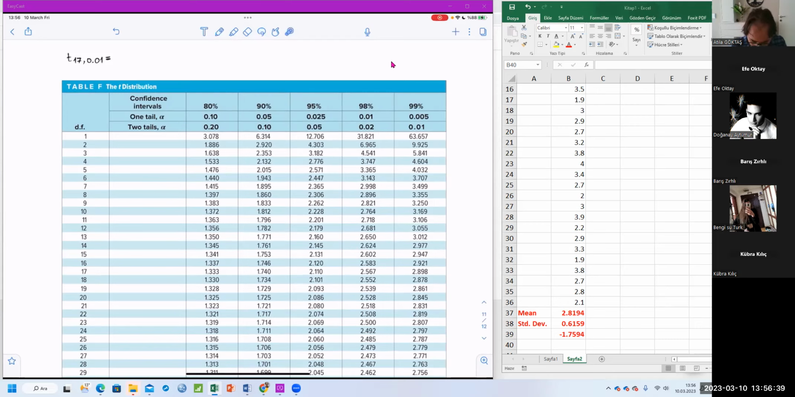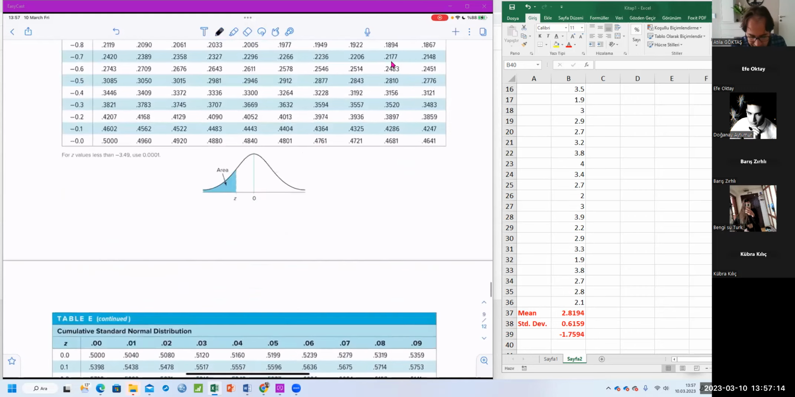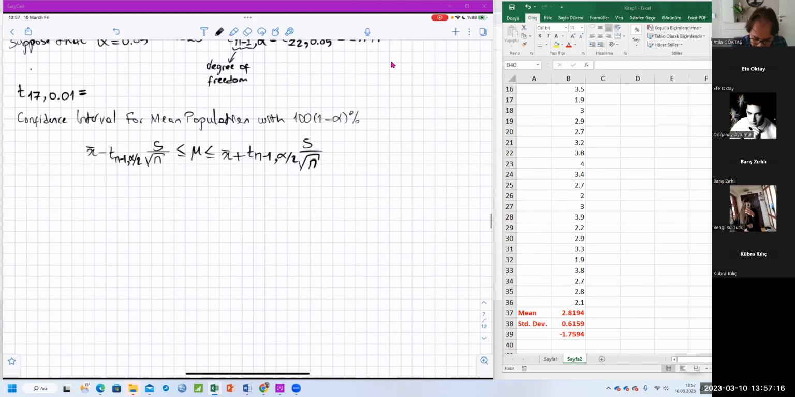So I need to look for the degree of freedom, 17, easily. I need to look for the critical value within this row. Then 0.01, I need to find where 0.01 is located on the columns. So I'm interested in this column and this row. I will intersect here. So the result is 2.567. I will rewrite here also 2.567.